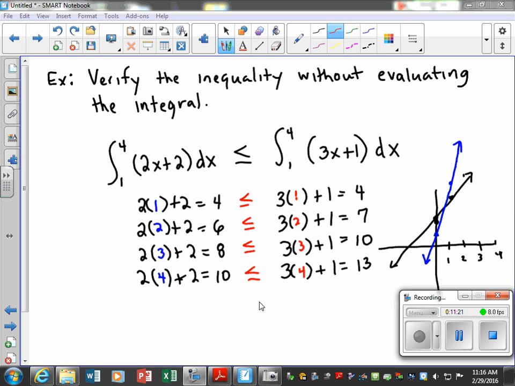Okay, now this is more work than we need to do, but I wanted you to see graphically what that looks like, and I also wanted you to see algebraically. We can see that all the terms on the right, 4 is less than or equal to. In this case, it's the equal to, and then this one's greater, greater, greater than each of these values here. So verify the inequality without evaluating the integral. The textbook uses the graph more times than not, but I wanted you to also see the algebra side.